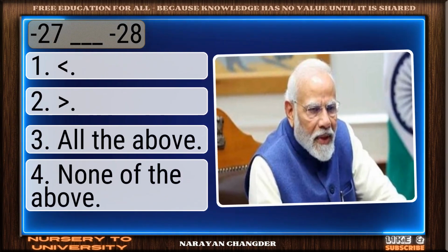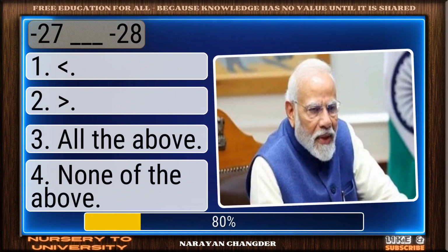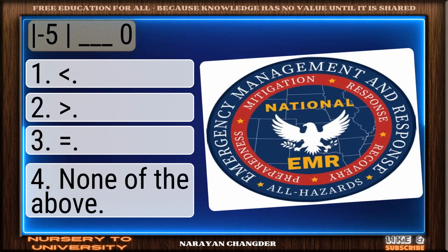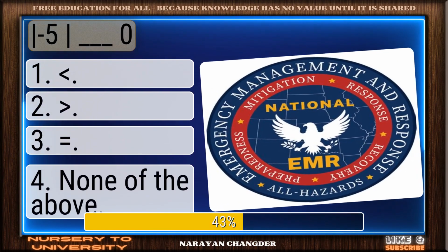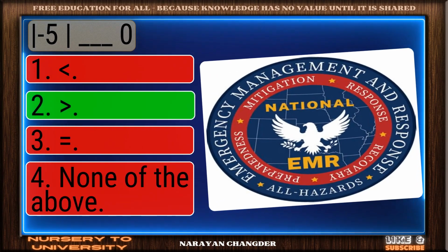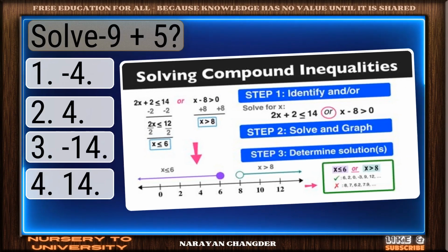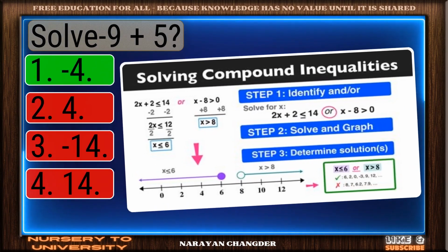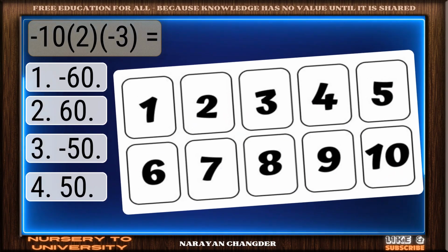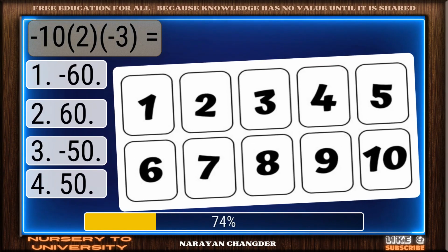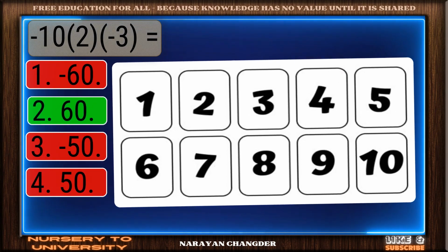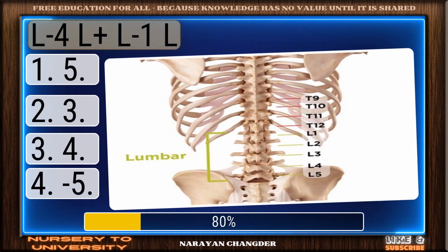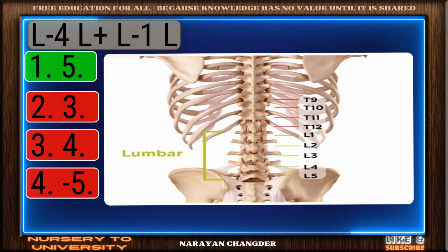Question number 250. Great job. Zero is the accurate answer. Question number 251. Good thinking. 2 is the right answer. Question number 252. Solve 9 plus 5. 4 is the answer. Question number 253. Smart move. 60 is an accurate answer. Question number 254. You chose 5 and it is correct.